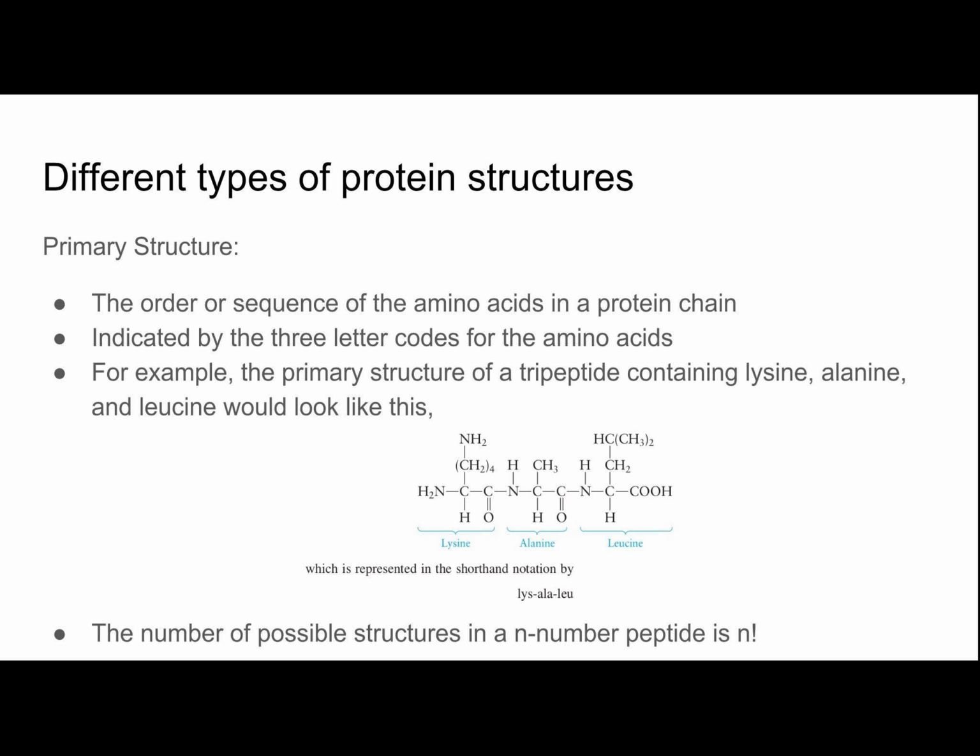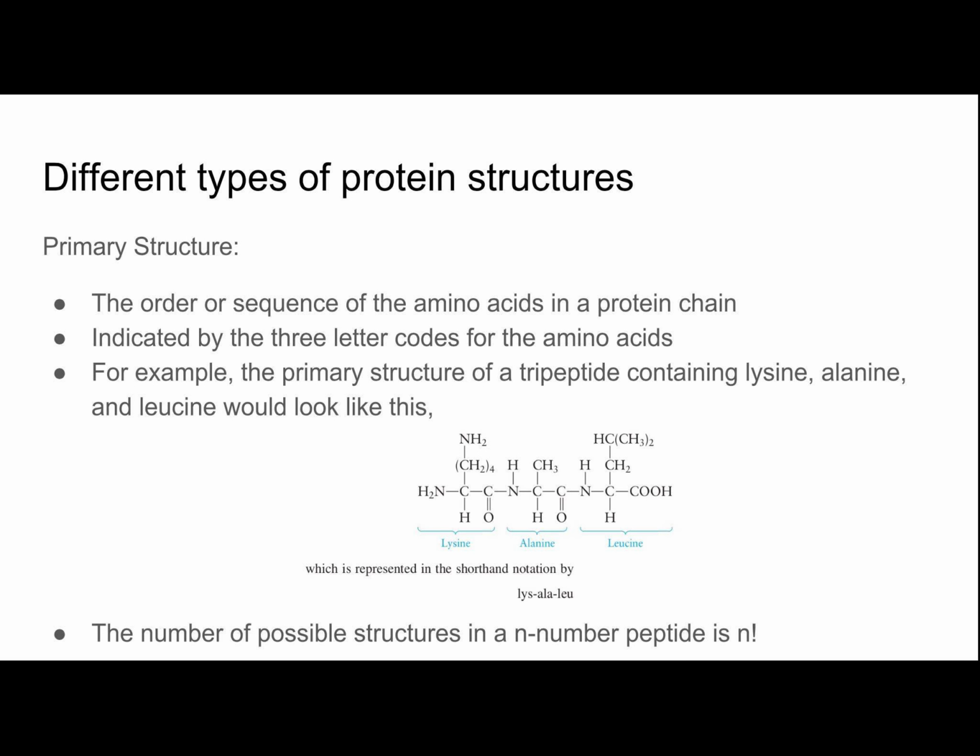The primary structure is the order or sequence of the amino acids in a protein chain. This primary structure is indicated by the 3-letter codes for the amino acids. For example, the primary structure of a tripeptide containing lysine, alanine, and leucine would look like this, which is represented by the shorthand notation Lys-Ala-Leu. Now, this shorthand notation is referencing specifically the order they are in. If the alanine was before the lysine, it would be Ala-Lys-Leu. Or if the leucine was before both of them, it would be Leu-Lys-Ala. Whatever order the amino acids are in, that is what the shorthand notation is.